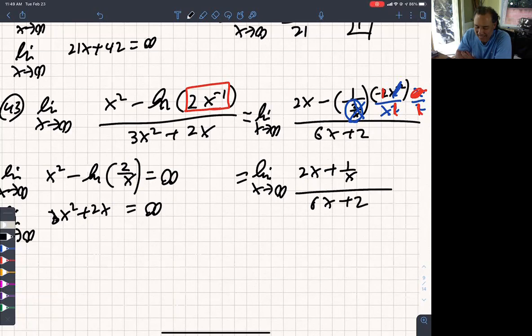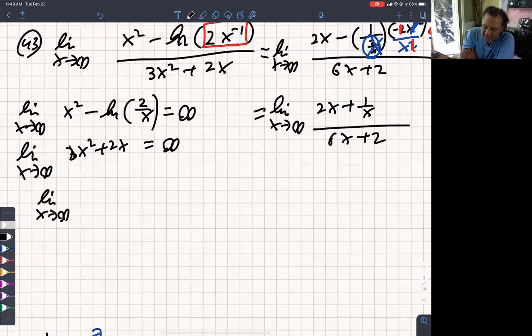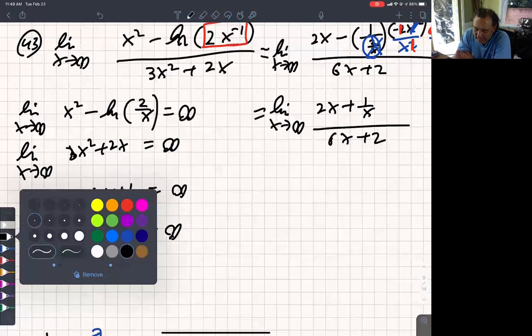Okay, let's take this limit again. The limit as x approaches infinity of the top. Well, 1 over infinity, that's 0. 2 times infinity is infinity plus 0, that's infinity. And the limit of the bottom is infinity again. So therefore, L'Hopital's theorem applies again.